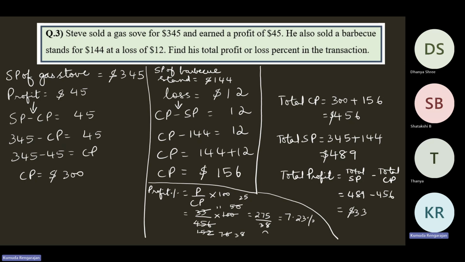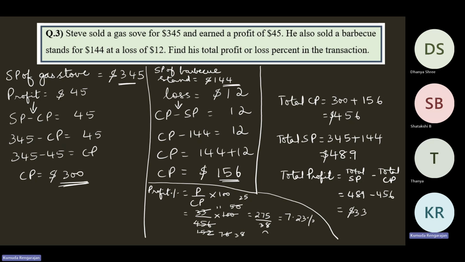Next is to find the total CP, total cost price. 300 plus 156, 456. Find the total selling price. 345 plus 144, 489.